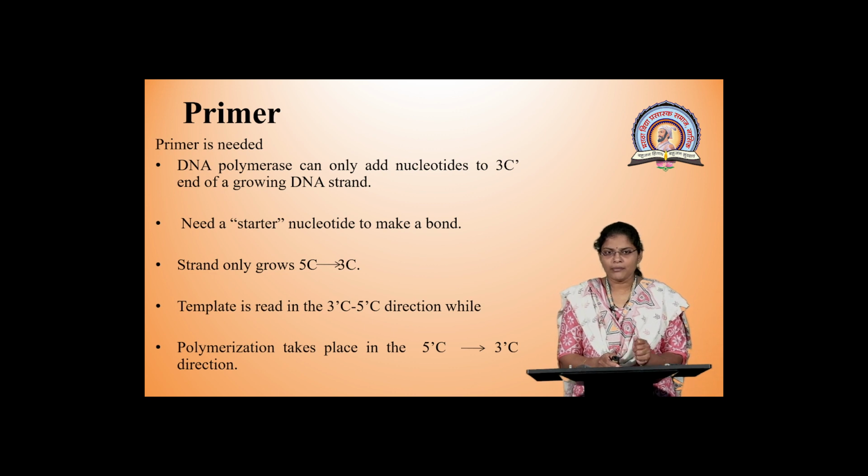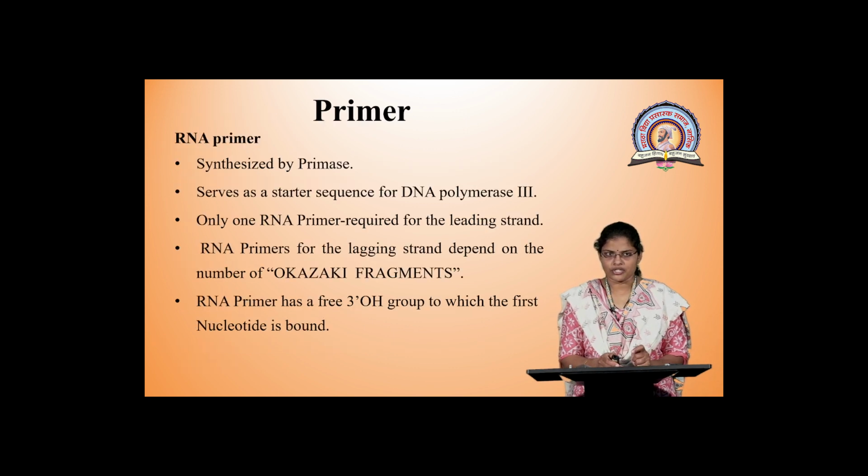The 3' end is the growing end at which the new nucleotide is going to be added. The template is read in the 3' to 5' direction, while the polymerization takes place in the 5' to 3' direction. Okay, so DNA or RNA are always synthesized in the 5' to 3' direction. Now, the RNA primer. It may be RNA or it may be DNA, but generally in DNA synthesis there is a use of RNA primer.